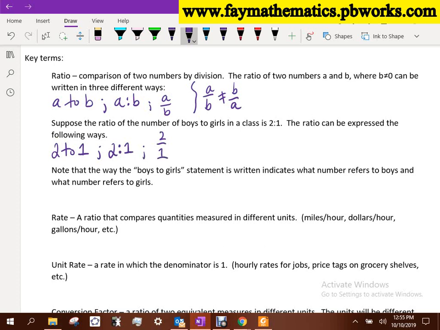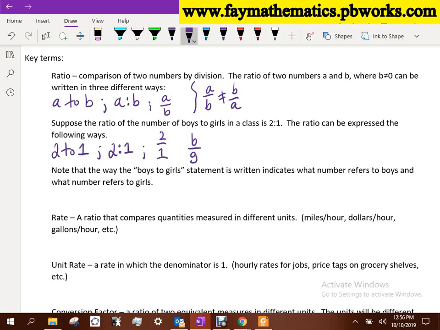But remember, each one of those is boy to girl. Boys being the first number, girls being the second number. Does that make sense? And that's important to know, that order of comparison, because if I tell you you have 12 boys, you should be able to tell me how many girls you have. If it's a 2 to 1 ratio and you have 12 boys, how many girls do we have?